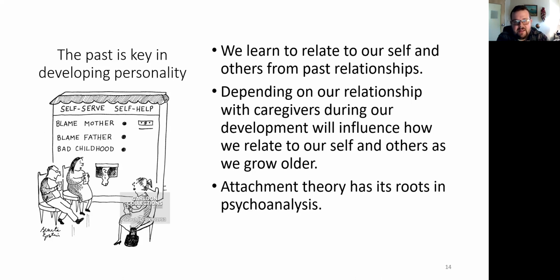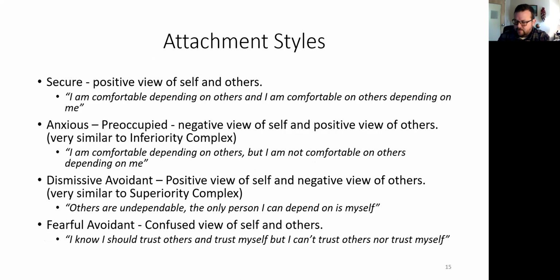But it's understanding that depending on our relationship with caregivers during our development will influence how we relate to self and others as we grow. And attachment theory has a strong connection to psychoanalysis. So, attachment styles is very popular at this moment, and there's been a resurgence of attachment based therapies and attachment research. So, I want to talk about the different styles and understand that depending on the specific attachment model, there's going to be different uses of these terms. So, essentially, we have four classifications of attachment styles.